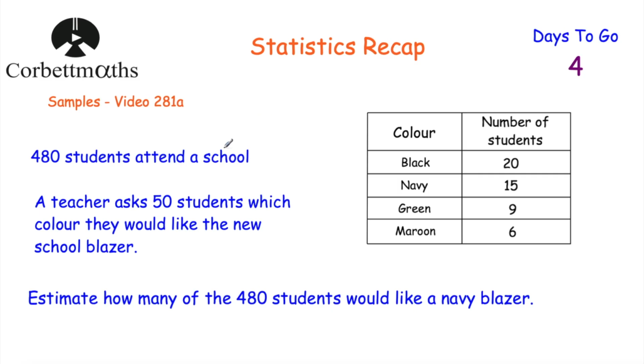Also, you might be asked to answer questions like this, where there's 480 students at a school. A teacher has surveyed 50 students, asked them which color of blazer they would like, a new blazer. So 20 of the 50 want black, 15 of the 50 would like navy, 9 of the sample of 50 would like green, and 6 of the sample of 50 would like maroon. And if the teacher wanted to estimate how many of the 480 students would like a navy blazer, well, 15 50ths of her sample, so you'd cancel that down as a fraction, and then that'll tell you what fraction of the students wanted a navy blazer, and then you could just work out that fraction of 480, and that's it.